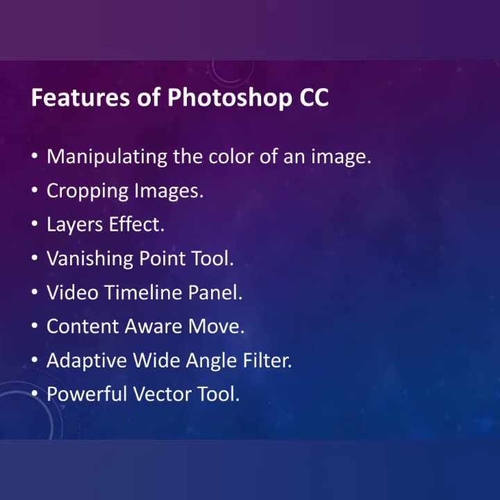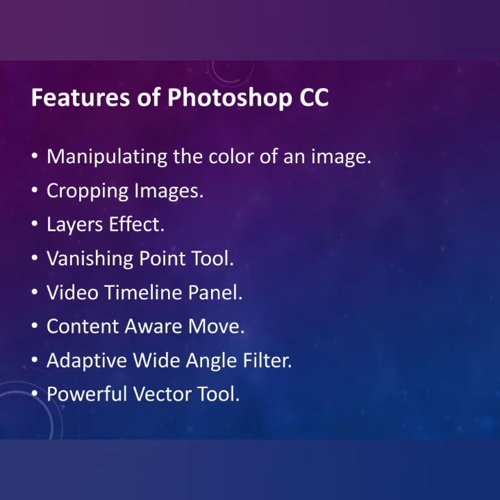Next is layer effect. Layer effect preserves the original state of an image while manipulating other versions of it through another layer. We can add as many layers as we need, and we are able to make changes in the layers without affecting the original image. Next is the vanishing point tool. That is, we can remove unwanted objects from the picture using this vanishing point tool.